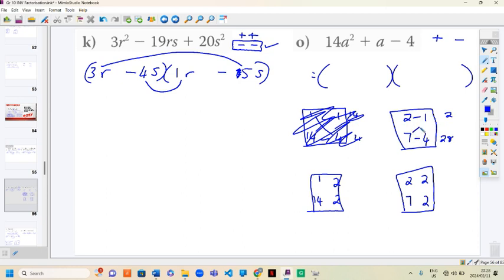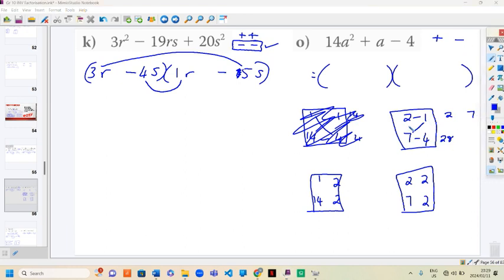Let's try this way. 7 and 1 is going to give me 7. And let's do 2 and 4. 2 and 4 is going to give me 8. This is looking nice. 8 and 7. Can that give me 1 if I minus them? Yes, awesome. So let's check. For this to be positive, which one of these has to be positive? The bigger one. Good. So we've got positive there and minus there.